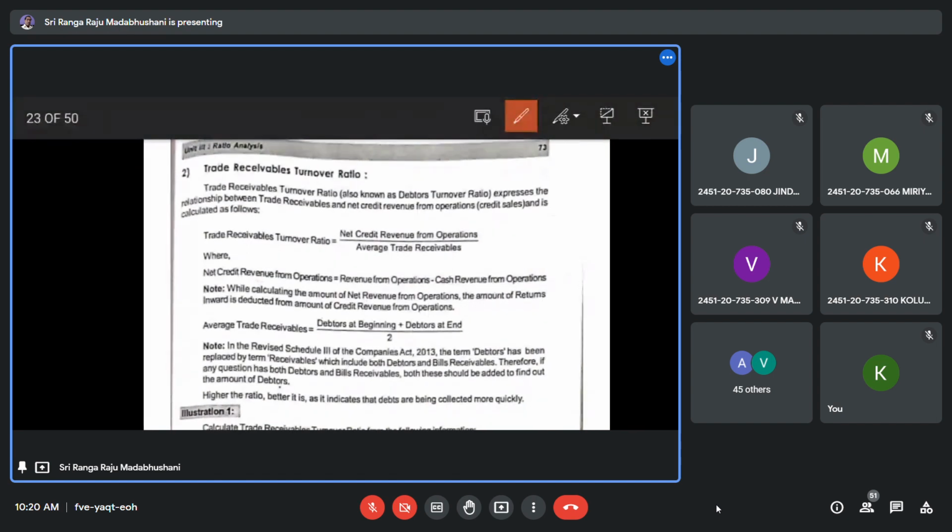So net credit revenue from operation we are going to find out. So total sales minus cash sales is net revenue from operation. So credit revenue from operation means revenue from operation minus cash revenue from operation. So if any sales returns are given, then you have to minus sales return.